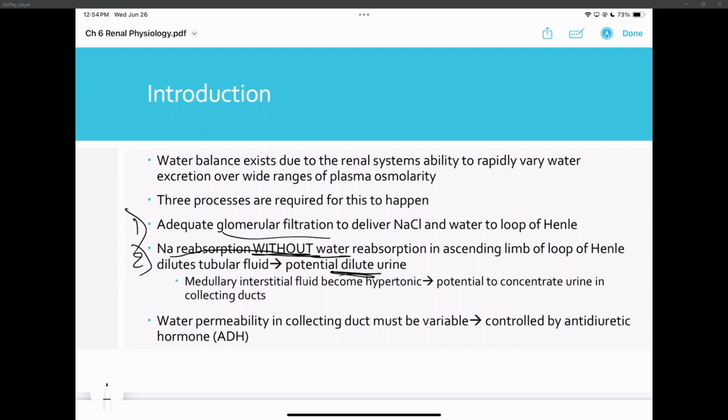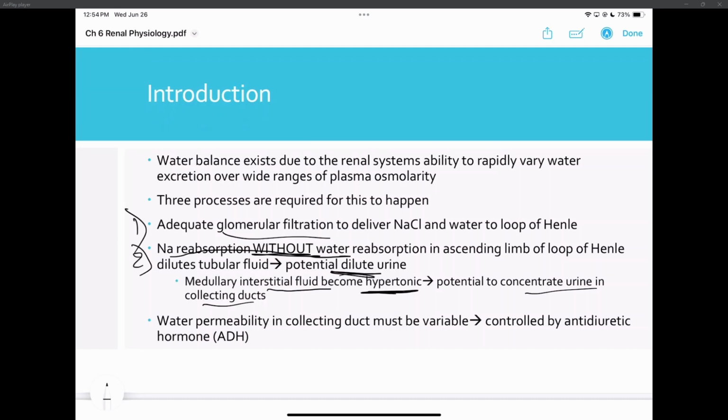If our medullary interstitial fluid becomes hypertonic, so what does that mean regarding salt? Is it too high or too little compared to reference? Too high. We have the potential to concentrate urine in the collecting ducts. Again, that's why it's under hormonal control, and that's why we're going to talk about the hormones right now.